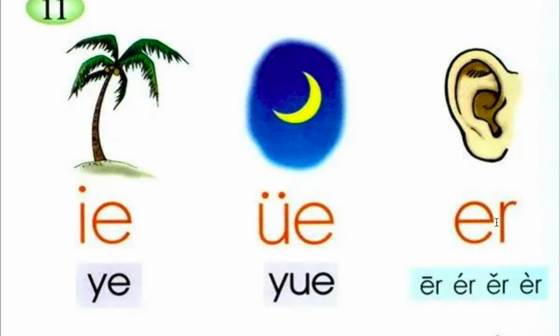So ER is pronounced R, R, R, R. It's actually the pronunciation of the word ear in Chinese. It is pronounced in the third tone, so ear will be er.